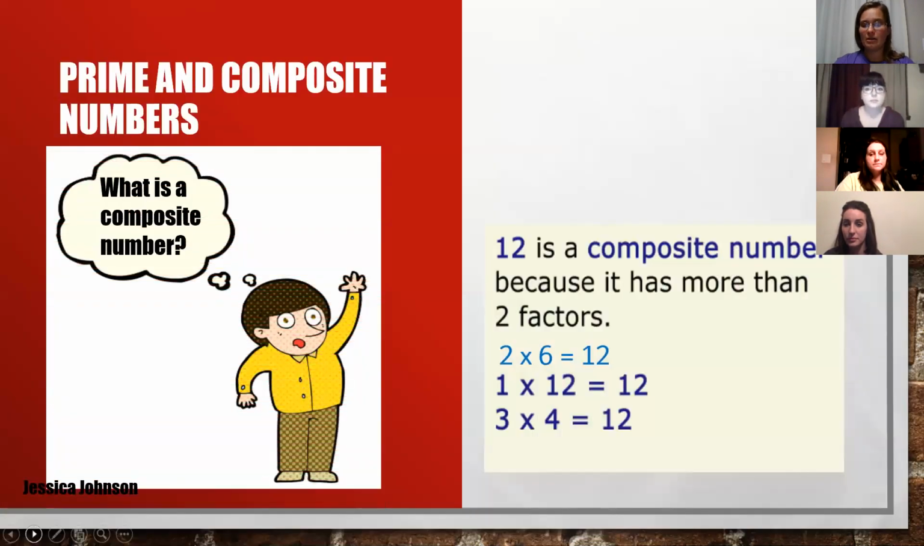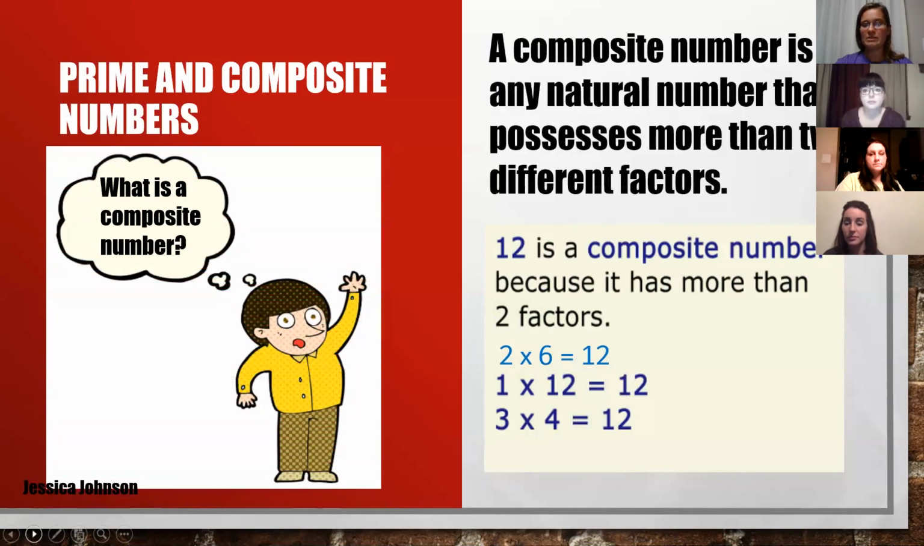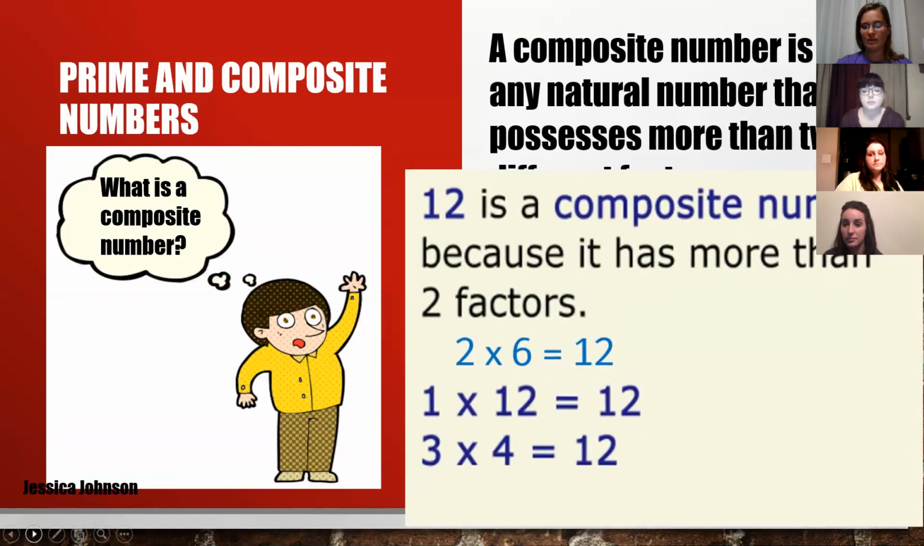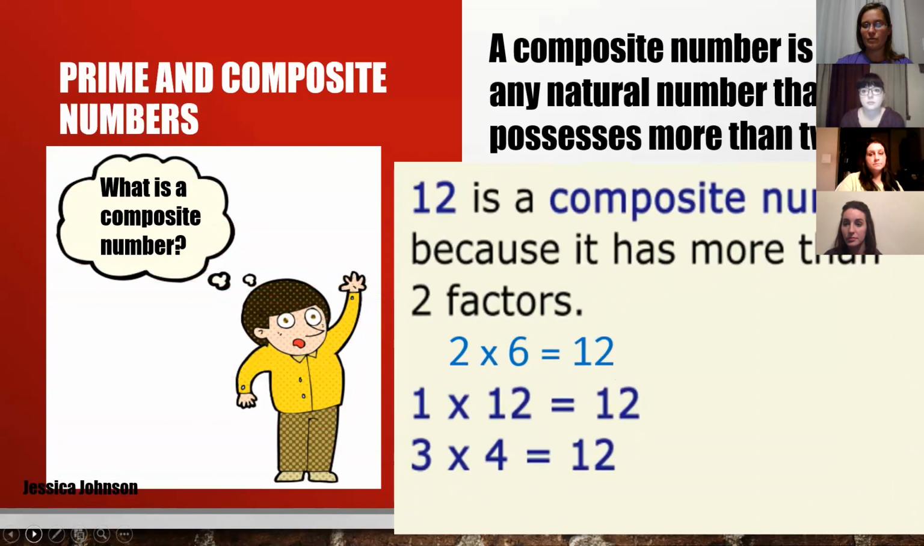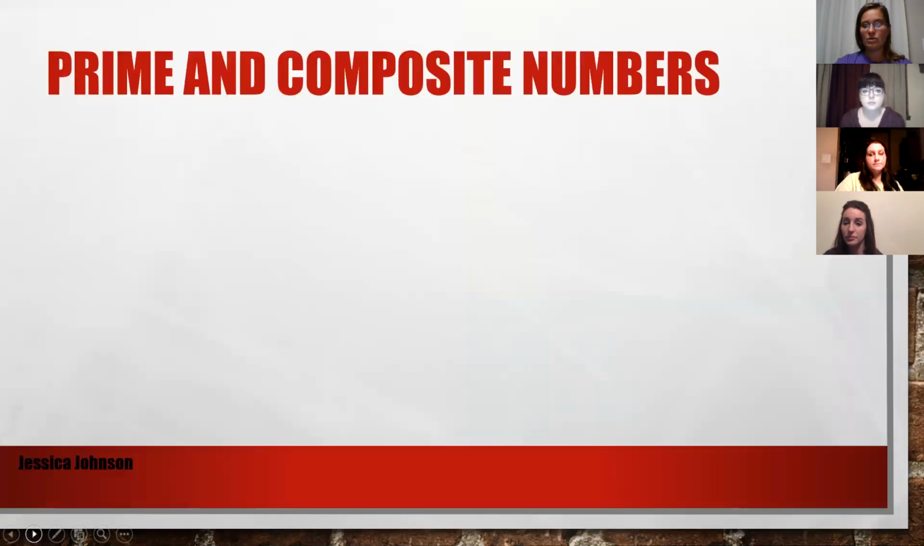What is a composite number? A composite number is any natural number that possesses more than 2 different factors. The example we have here is 12. 12 has several different multiples. Even though we have 1 times 12 equals 12, there are more natural numbers we can use to get to 12, such as 2 times 6 or 3 times 4. You can use factor trees to help know if a number is prime or composite.